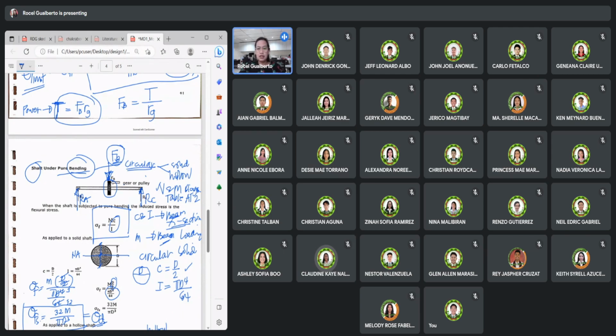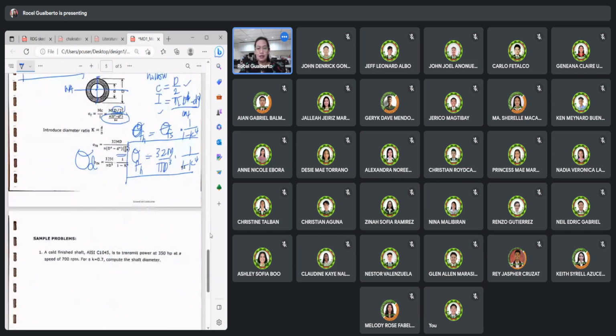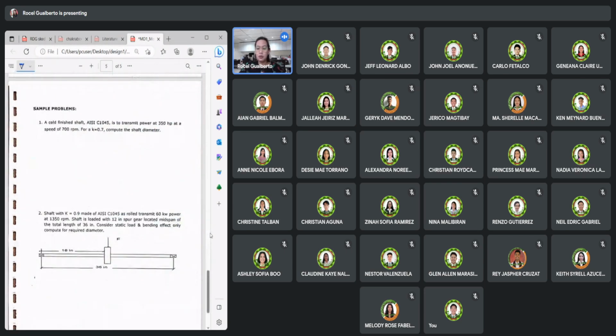Okay, so let us have muna po yung sample problems natin sa pure torsion at pure bending before po natin pagsamahin yung dalawang loads na yun. Okay, so let us have here sample problems 1 and 2. Yung 1 po, yan po yung para sa pure torsion. Okay, at yung 2 po, ito po yung para sa pure bending.